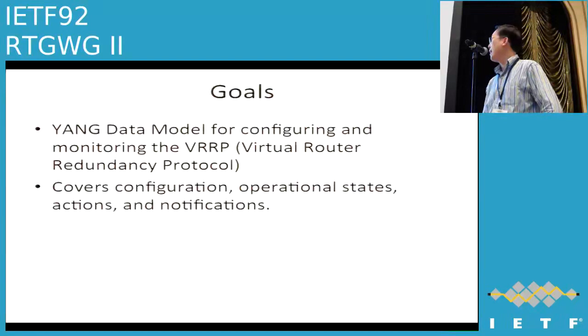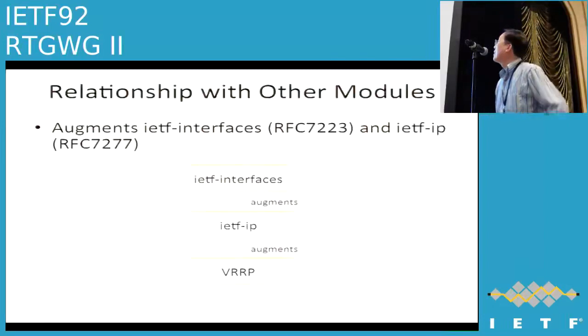Since we are talking about IP addresses, the model has a relationship with other existing models, including the interface model and the IETF IP model. So here we have this inheritance relationship. The interface model will be our base model, and the VRRP model will be derived from those two models. Going further into the inheritance relationship, on the very left side we have the interface model, and at the very right side, we have our VRRP.